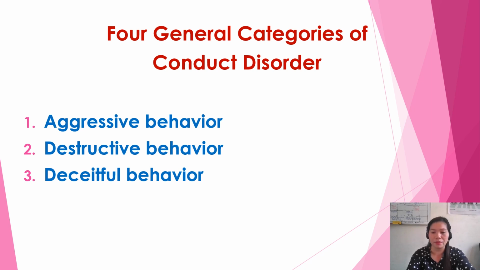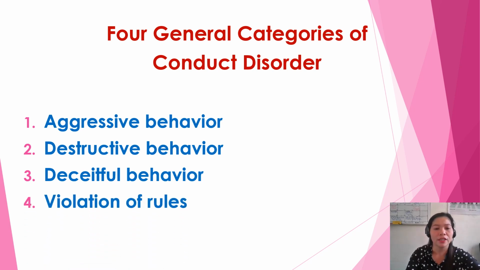Third, deceitful behavior. This may include repeated lying, shoplifting, or breaking into homes or cars in order to steal. Fourth is violation of rules. This involves going against accepted rules of society or engaging in behavior that is not appropriate for the person's age. These behaviors may include running away, skipping school, playing pranks, or being sexually active at a very young age.